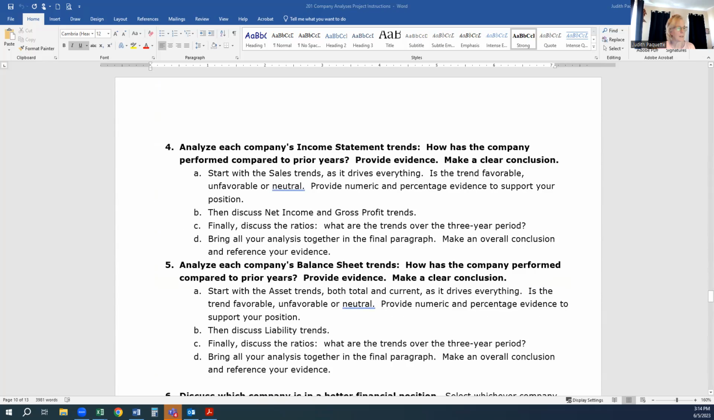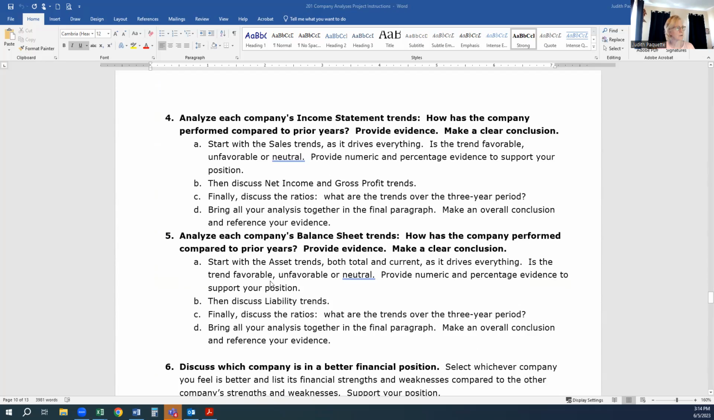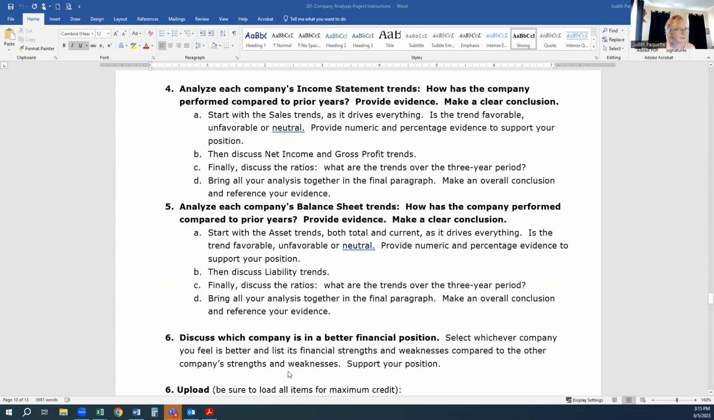I know some of you have questions. So the writing is in parts 4, 5, and 6: which company is better? And yes, I accidentally put two 6s there, so that should be a 7. But we're going to talk about 4, 5, and 6. In part 4, you're looking at each company's income statement and doing separate analysis. For company 1, in my case Jack in the Box, you're looking at the trends in the income statement. For company 2, in my case Chipotle, you're going to do another section on Chipotle's income statement.